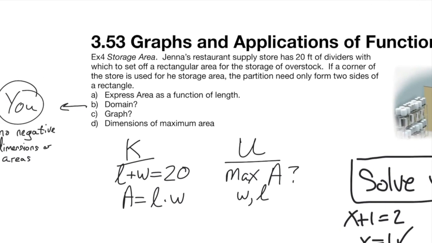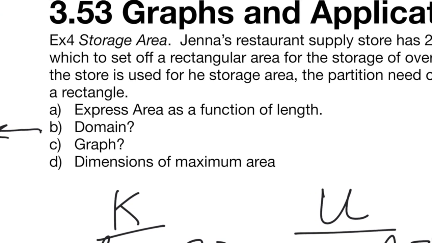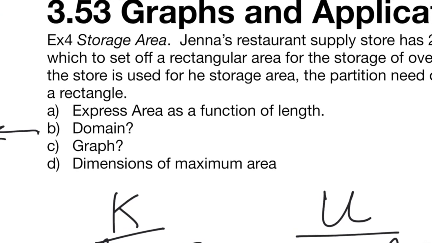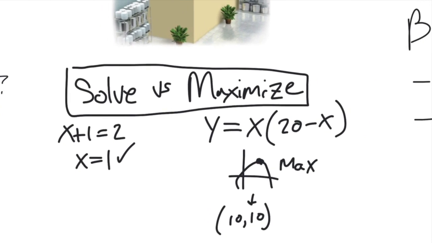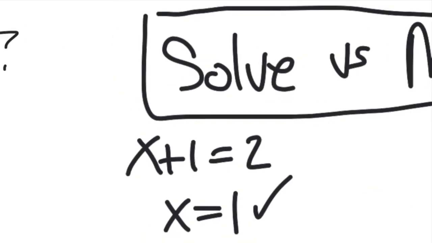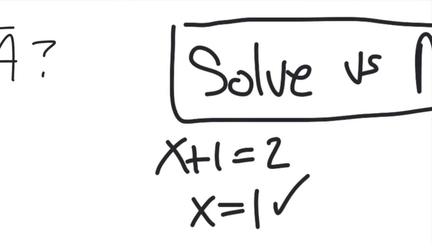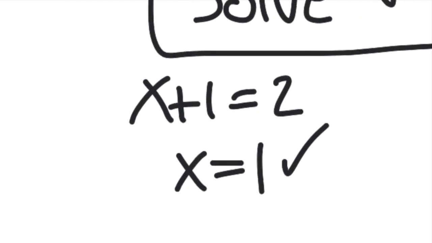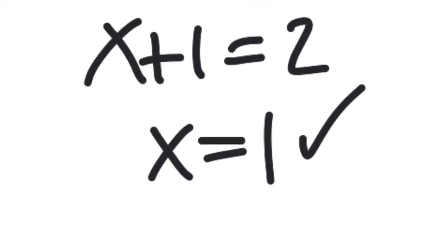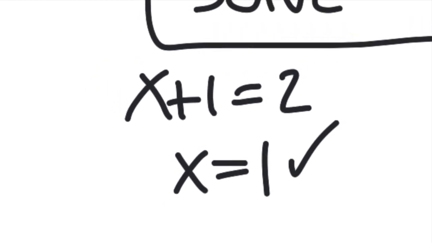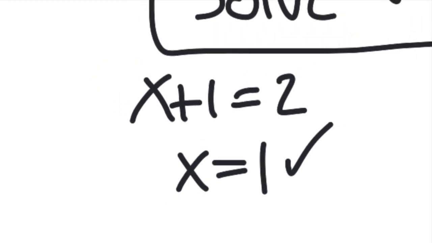What we need to do is a four-part problem. You need to express the area as a function of length. We need to find the domain, the graph, and the dimensions of the maximum area. This is totally different from any other word problem you've seen so far, because normally what we do is we solve. And we're really great at solving. We're given an equation with one variable, and then we get the answer x equals 1. Great. Or sometimes we're given two equations with two variables, and we can still solve there.